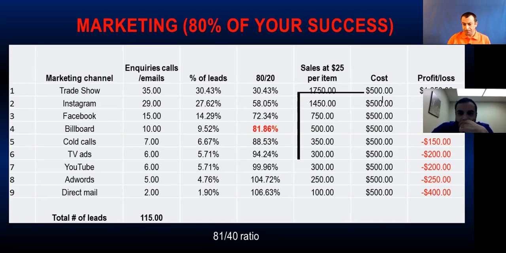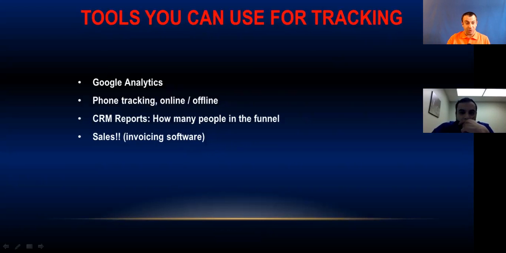Yep. So if you pay attention here, if we didn't calculate the profit and loss column here, marketing activity number 4 looks great as well, right? But when you calculate the profit, it doesn't look so good. So you want to keep an eye on that. So the 80-20 principle. Here are some tools that you can use to track your marketing ROI. Number 1, Google Analytics. Actually, it's not number 1, it's one of the tools.